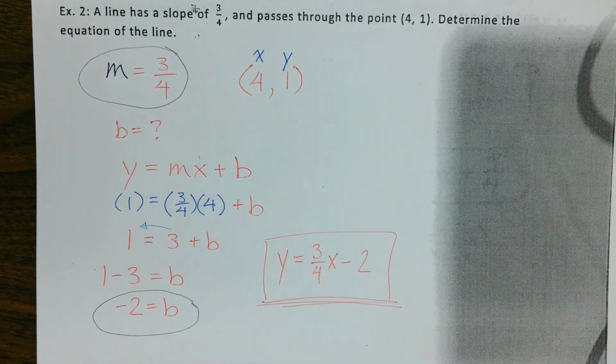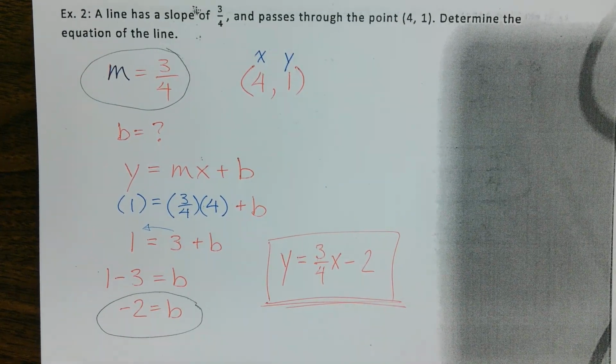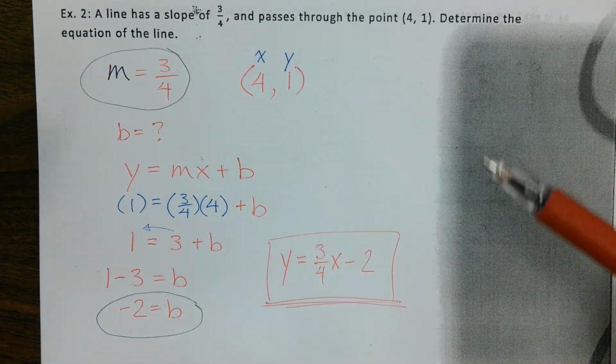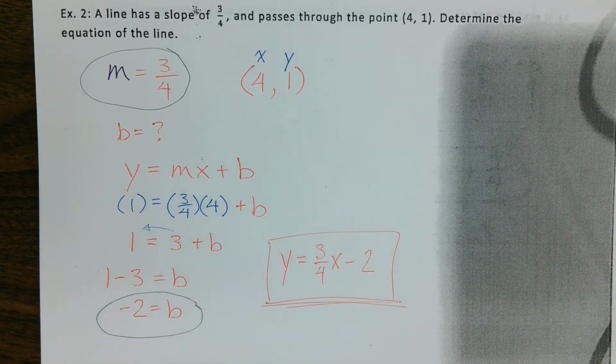Ta-da! Okay, I'll give you a second to copy it down because I forgot to tell you to copy down example 2. But you were listening and following along, so I didn't want to break you up. So you can take the time to copy this down now. Okay, so there you go. You found the equation of a line given slope and a point.